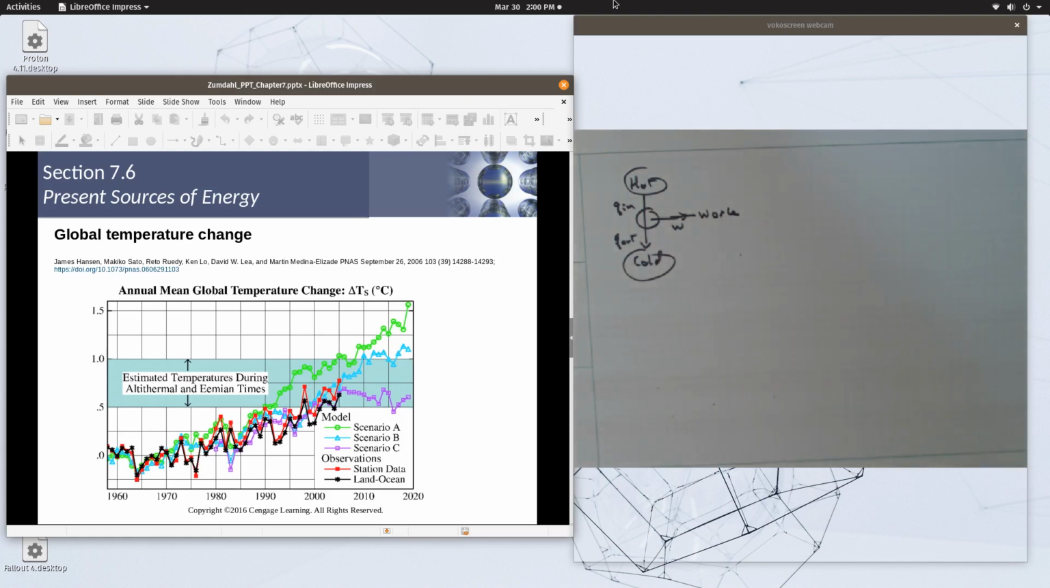Again, this is 2006. Station data and land-ocean data, and their models. Now, scenario A is like the worst-case scenario, where everything goes bad. Scenario C is the scenario where they envision dramatic reductions of carbon dioxide and active and profound attempts to decrease carbon dioxide in the atmosphere.